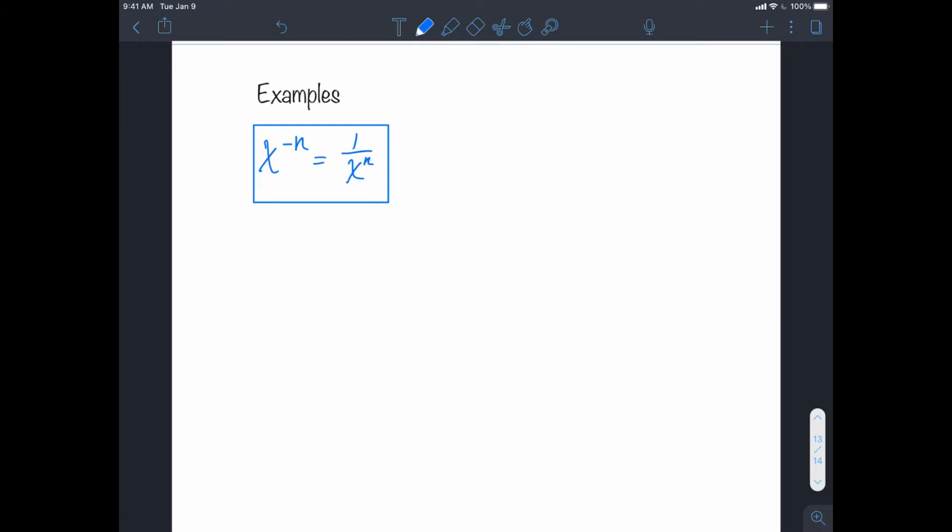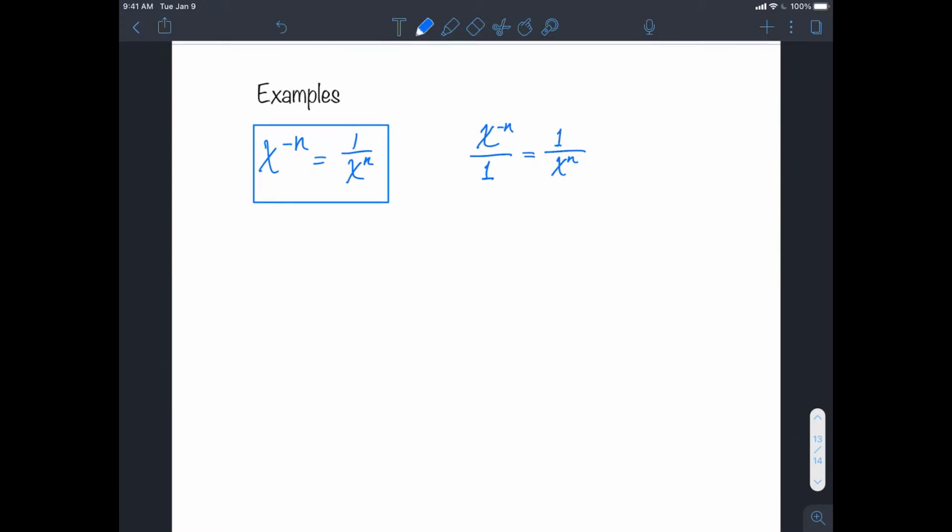Another way of expressing the idea that x to the negative n is equal to 1 over x to the n is as follows. x to the negative n power over 1 is equal to 1 over x to the positive n. And this way, we see that when we have a term with a negative exponent in the numerator of a fraction, that is equivalent to having that numerator move down to the denominator with a positive exponent.